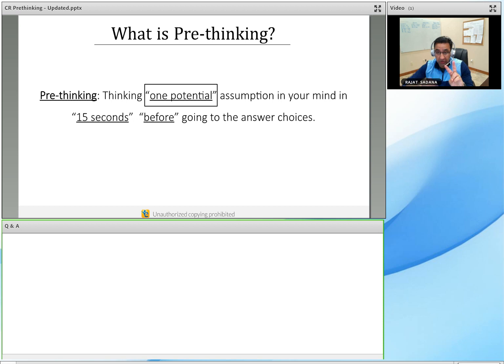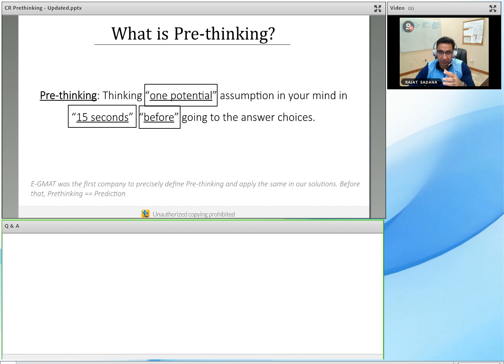Second, when you are a skilled pre-thinker, you'd be able to do this in about 15 seconds. And the third thing, probably the most important, is that you've got to do this before you start looking at the answer choices. I say it's most important because it may seem fairly simple, but it's easier said than done. Why? Because by default, you're wired to look at the answer choices for clues, and changing that behavior is the first step towards doing pre-thinking. That's really important, and I want to emphasize that point again and again.